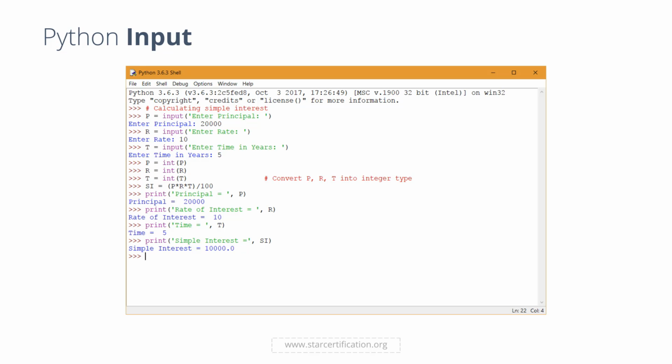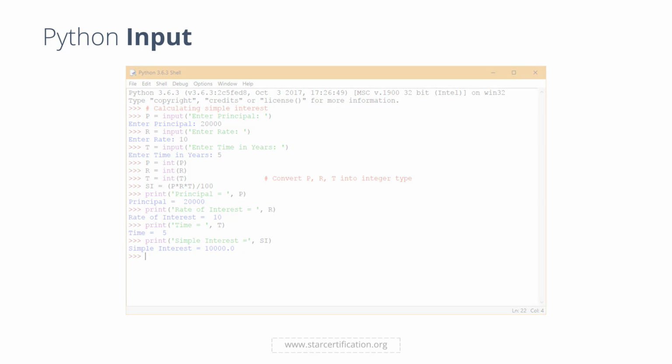The code on the screen shows how to calculate simple interest by using input and output functions. When this code is executed, the values of principal, rate and time are taken from the user through the input function and stored in variables p, r and t, respectively. These values are converted from string to integer type by using int. And the calculated result of simple interest is stored in the variable si.